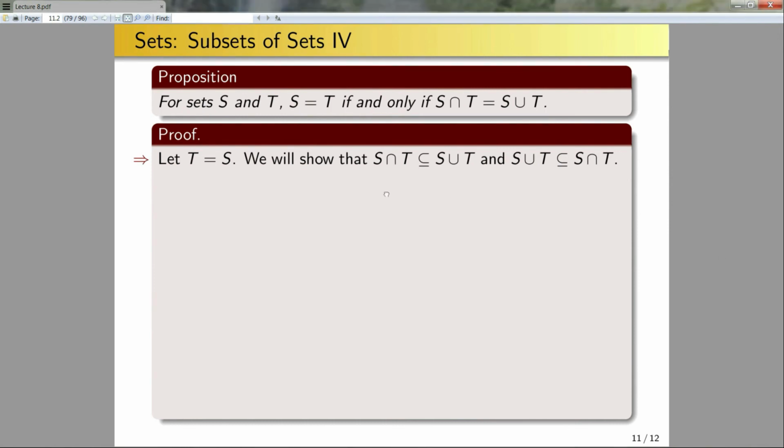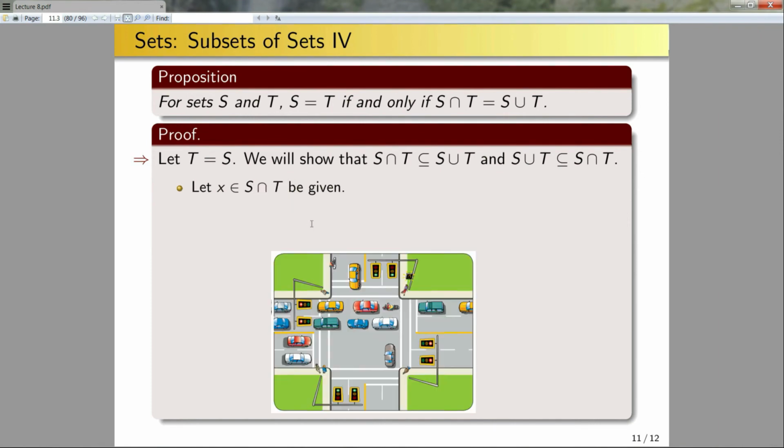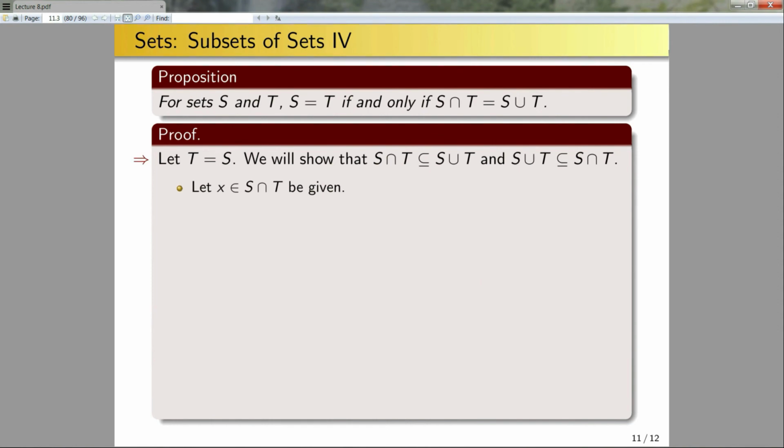Well, let x be an element of the intersection be given. So this is some arbitrary element of the intersection. I don't know what it is, but it's in the intersection. Well, let's unpack this definition a bit. Since x is in the intersection of T and S, by definition, x is in S and x is in T. So now I somehow need to use this fact to show that x is going to be in the union. Well, this is pretty trivial.